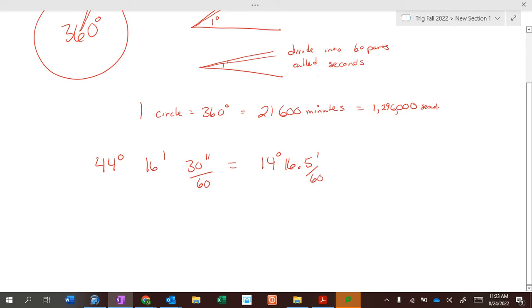Now, if I take 16.5 divided by 60, and this is where you have to help me out with the calculator, what's 16.5 divided by 60? 0.275. So this is 44.275 degrees. So 44 degrees, 16 minutes, 30 seconds is the same as 44.275 degrees.